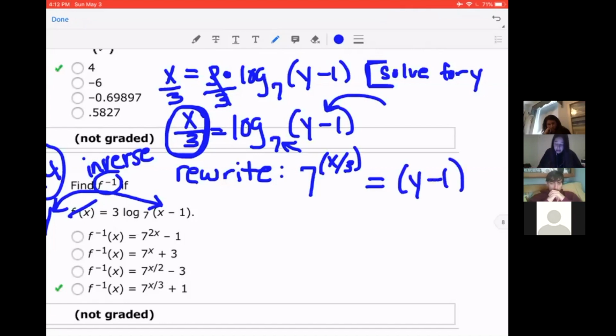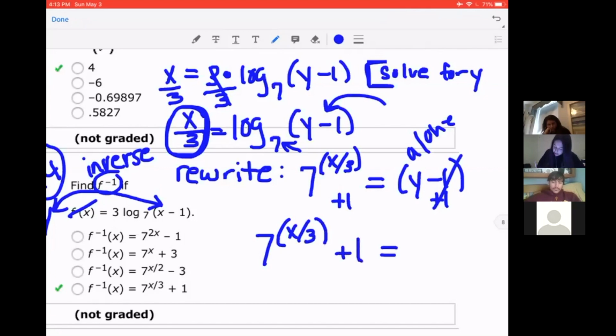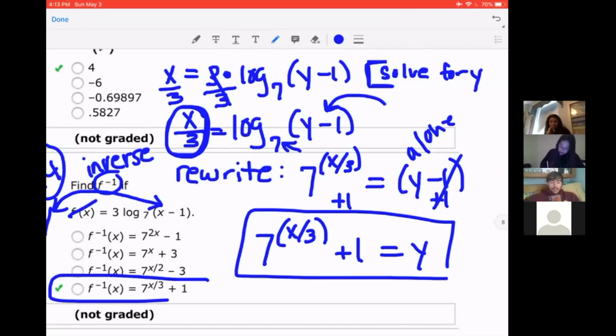Okay, so now I'm almost done. If I want to get the y alone, the only thing left is to add 1 to both sides, and I end up with 7 to the power of x divided by 3 plus 1 equals y. And so that's my final answer, and that's how we get that. Make sense, Jameson? Yeah. So it's not like they're super hard, but the steps are tricky to remember. If you don't practice them, it's not just going to fall into your head. You definitely have to know your steps.